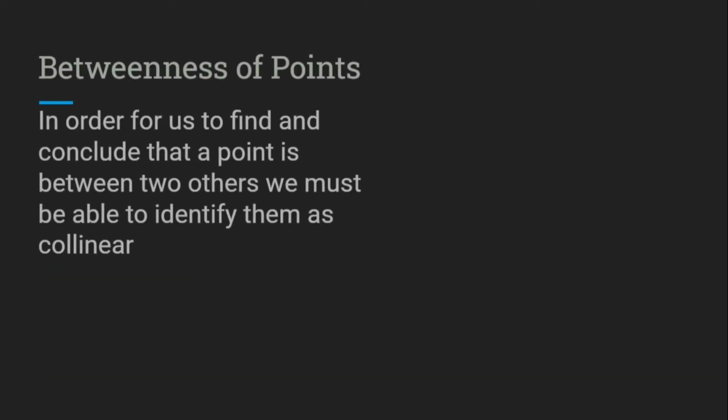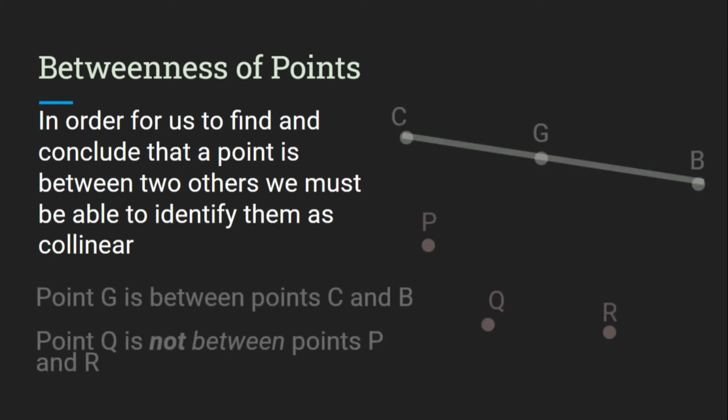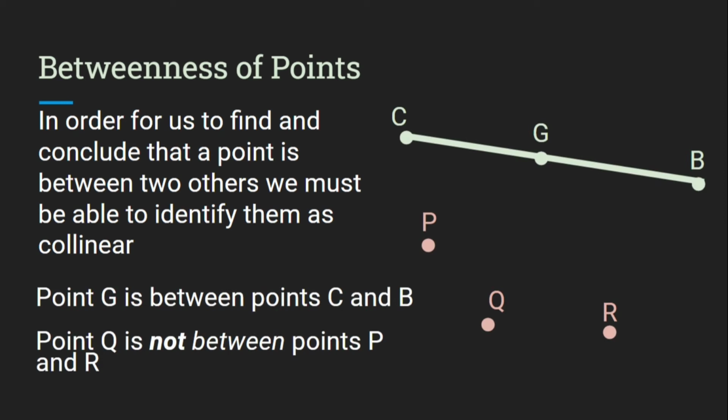Moving on, we're going to discuss the betweenness of points. In order for us to conclude that a point is between two other points, we must be able to identify them as collinear. Here we have segment CB, and we know that point G is between points C and B because they're collinear. However, we cannot conclude that point Q is between points P and R because they're not collinear.